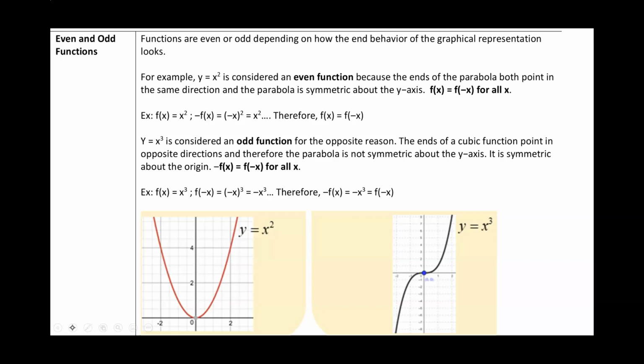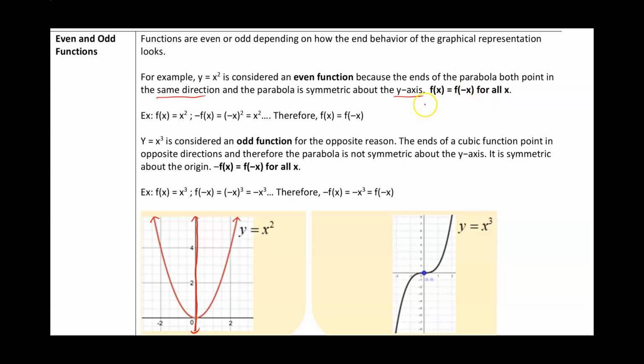One is that both ends of the parabola point in the same direction over any graph, and the graph has to be symmetric about the y-axis. Remember, the y-axis is this vertical axis here. So this is symmetric about the y-axis, and both ends are pointing in the same direction, therefore it is even. Now, algebraically, to determine if a function is even, if f of x equals f of negative x, then the function is even. In other words, if you replace the x value with negative x, and it still equals f of x, then the function is even.